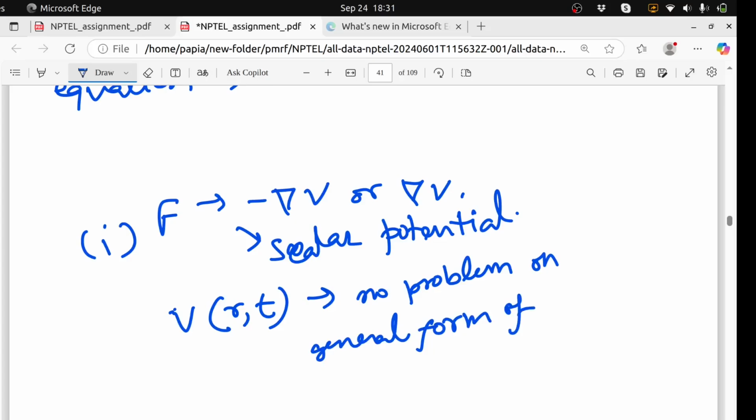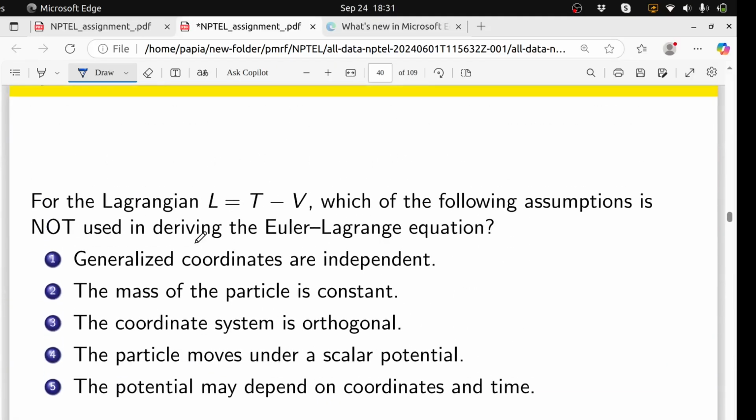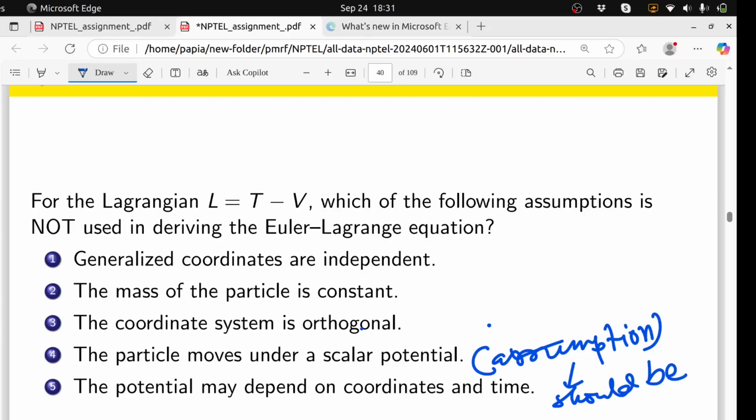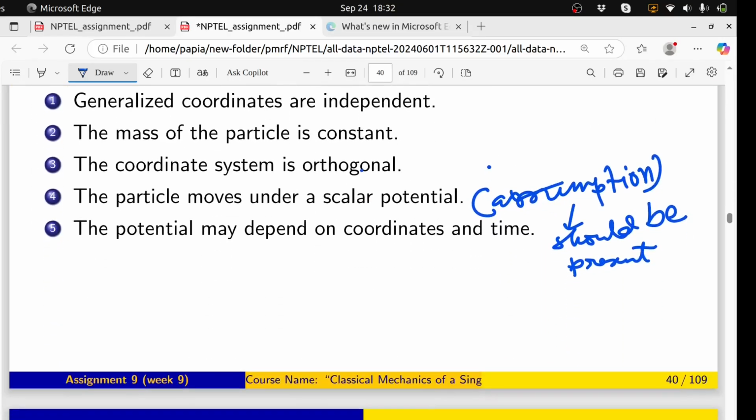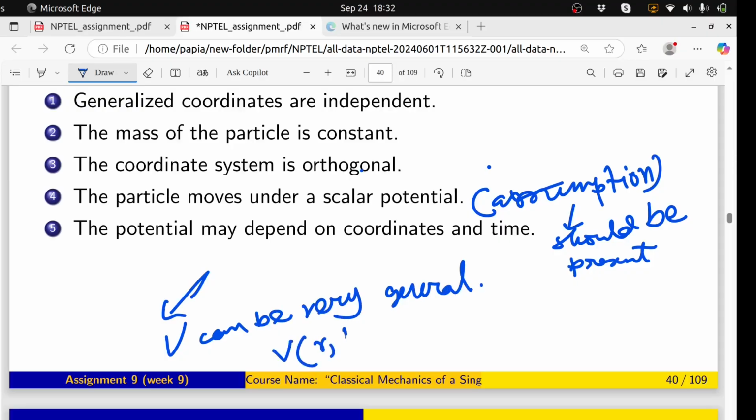General form of potential V. Okay, very good. So that means you can see that the particle moves under a scalar potential, that is correct. That means it is the assumption, and it should be there. Now the fifth one is the potential may depend on coordinates and time. Yes, that is fine, because as I told, V can be very general. So V is a function of r and t. So this is also true. Should be there.